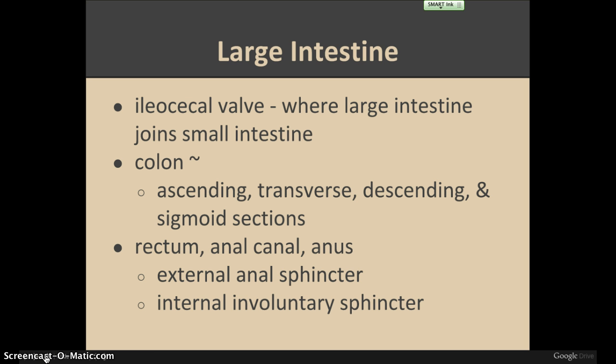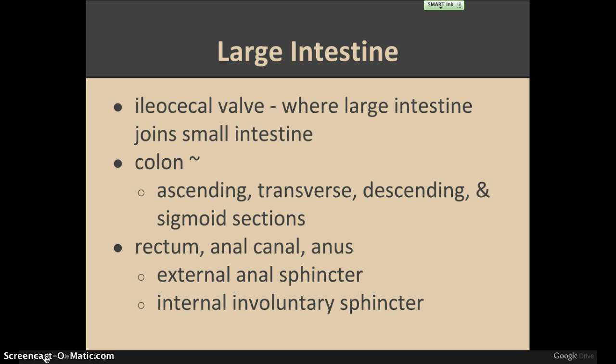You should have labeled the ileocecal valve. It is the junction where the large intestine and small intestine join. That's why it's ileo, which means ileum, and cecal, which is cecum. So it's where those two come together. There are 4 parts to your colon: ascending, transverse, descending, and then the sigmoid sections. And then at the very end, the rectum, anal canal, and anus. Another sphincter is involved.